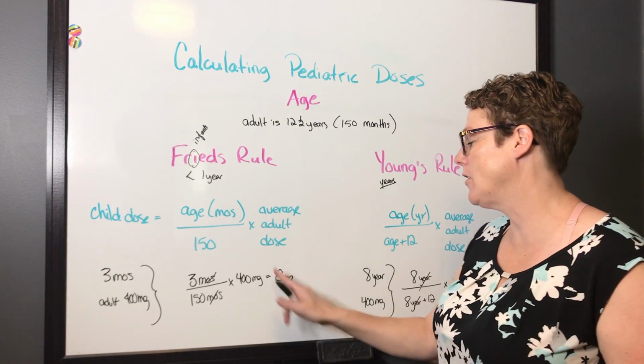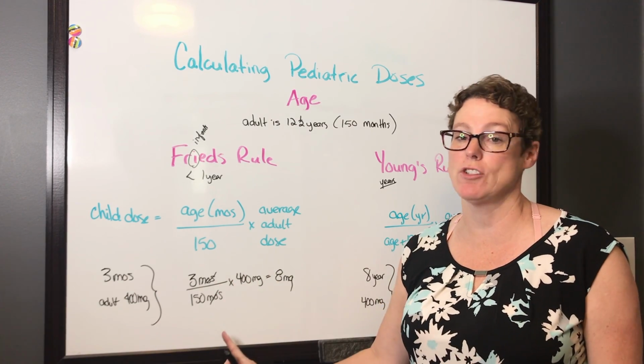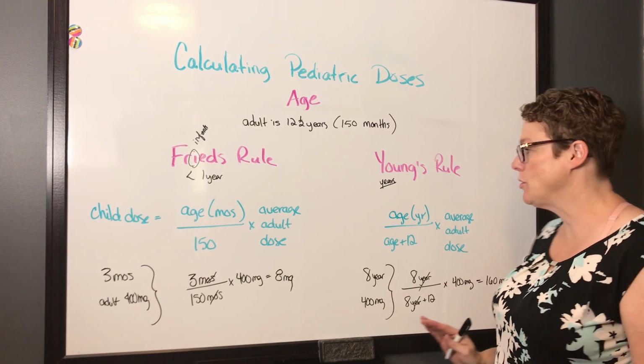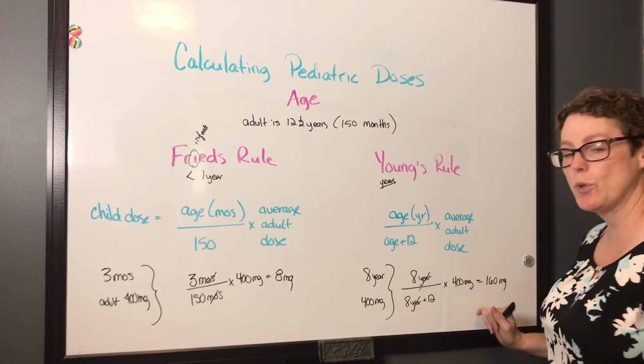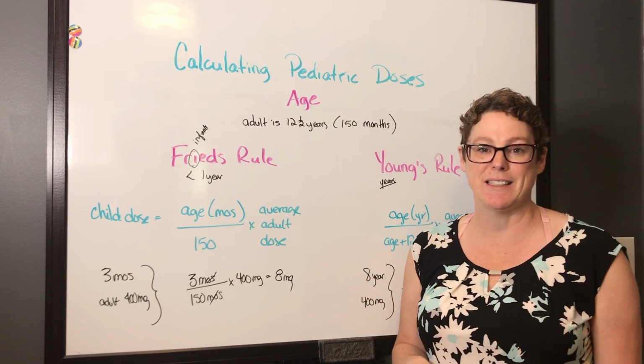Alright, so what I'm hoping you found out is 8 milligrams would be your infant dose based on the age and the average adult dose for this medication. And if you were giving that same medication to a youth of 8 years old, your dose would be 160 milligrams. Let's move on to weight.